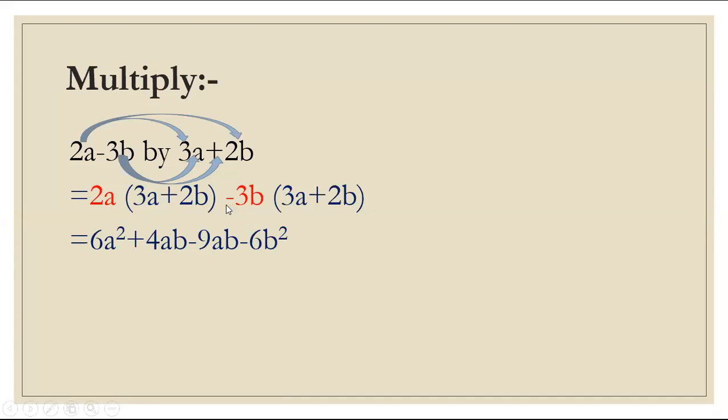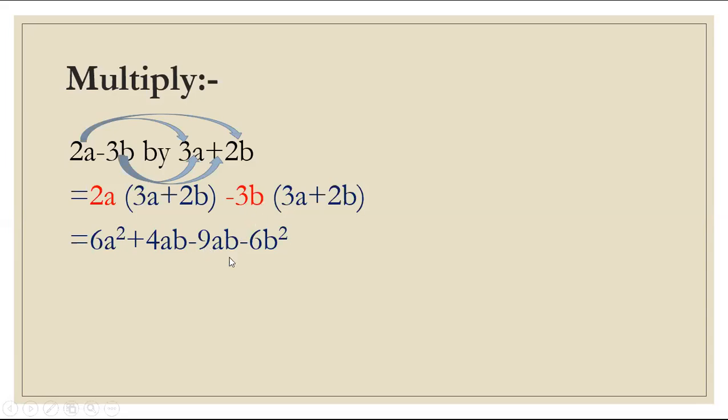Now what about the second term and second bracket? Here is the sign of minus. So first we have to multiply the signs. Minus plus, we get minus. Minus plus minus. 3 into 3 is 9.